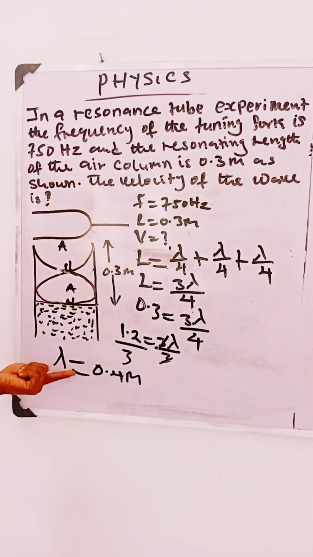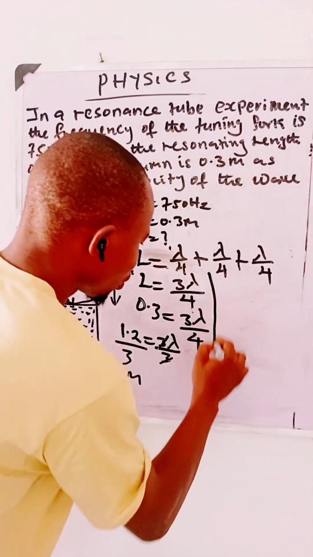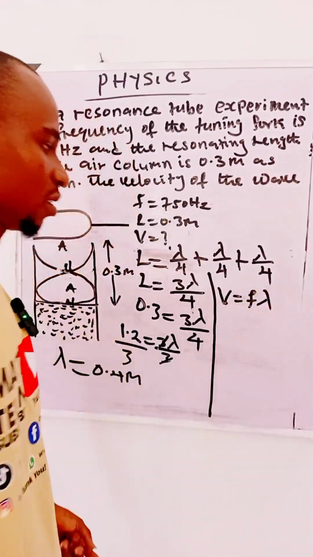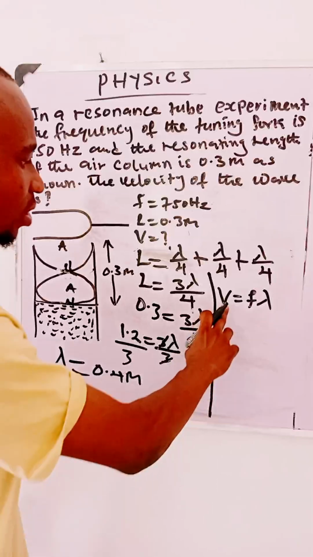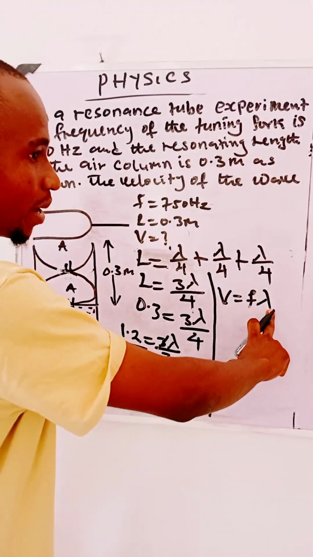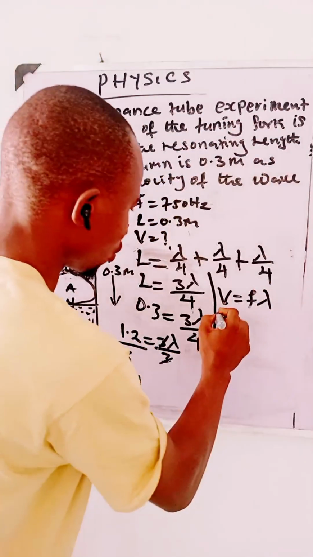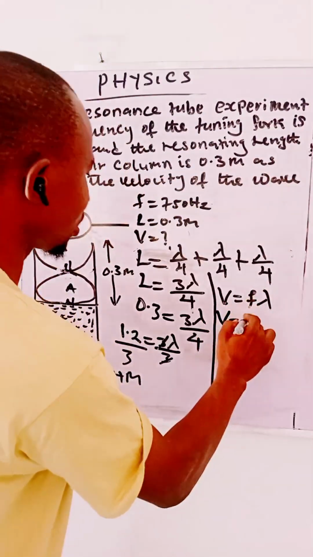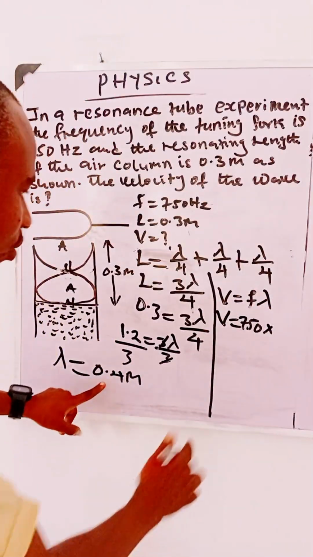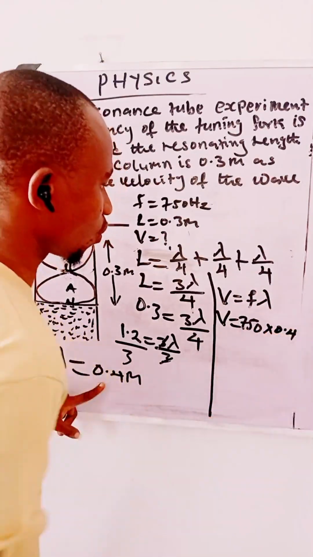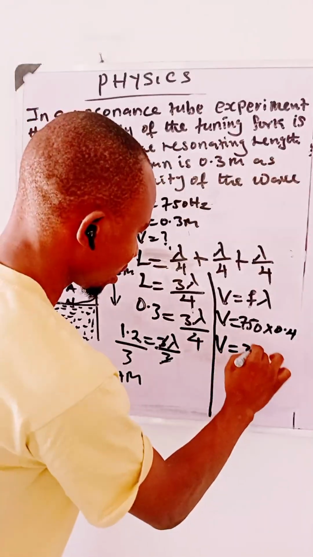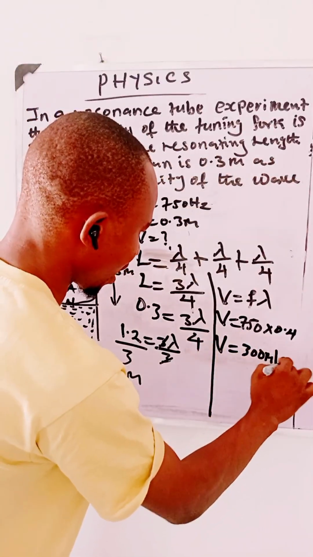Good. Now I need my lambda in order to substitute in this formula. V is equal to F lambda. Okay. Now in the question, this is what they asked us to calculate. I know my F and I've calculated for my wavelength, which is the lambda, right? So let's go. V now will be, the frequency is 750 times my lambda, which I just calculated, 0.4, right? Good. So if I multiply this times this is going to give me 300 meter per second.